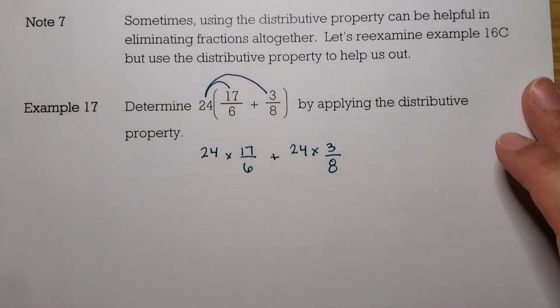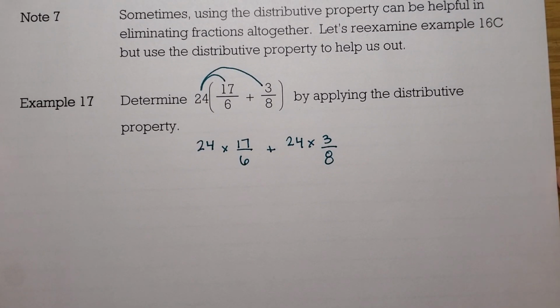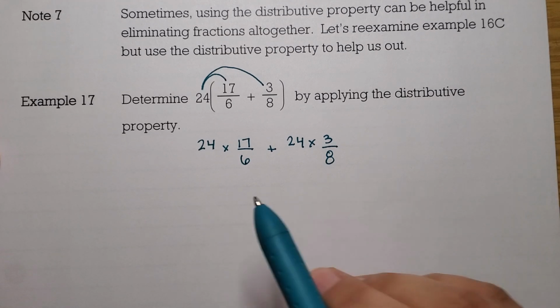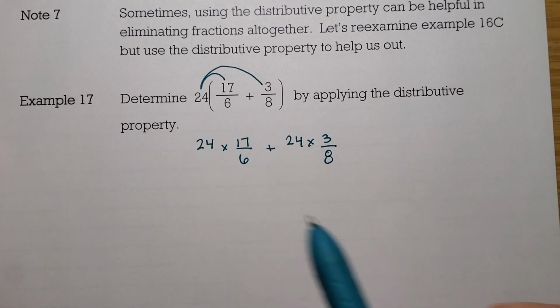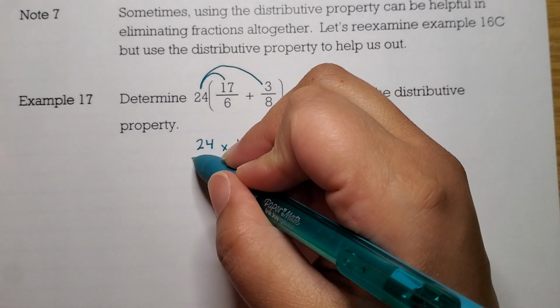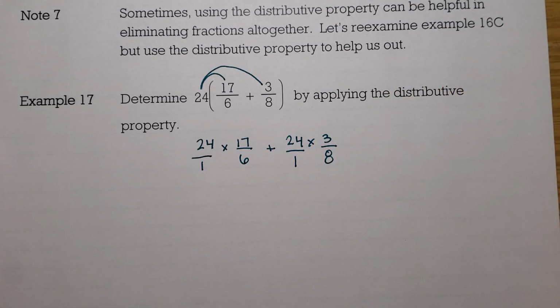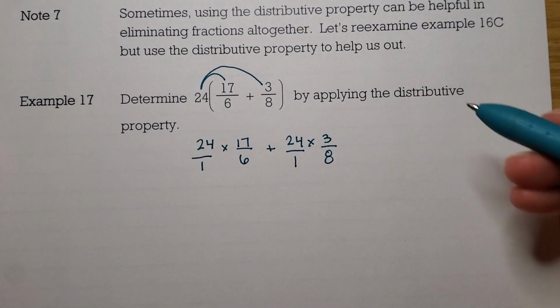Now the technique that I'm going to use here is sort of an amended version of the prime factorization technique. And this is why it's helpful when the denominator is a factor of the number we're multiplying by. Before I do that, I'm just going to put the 24s over 1s so that everything is in fraction format. And now here's what I'm going to do.